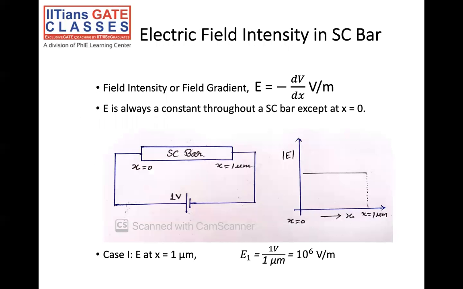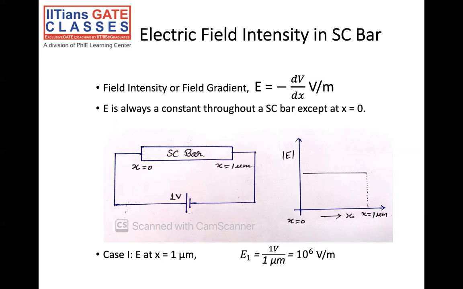Now we will know how the electric field behaves in the semiconductor wire. Its other name is electric field intensity or field gradient. It can be expressed as minus dV by dx, the change in voltage to the change in length. That ratio is called the electric field. One thing we should remember is that the electric field is always constant throughout the semiconductor wire, as I will explain in the next slides.